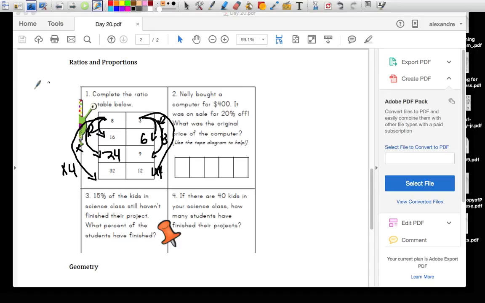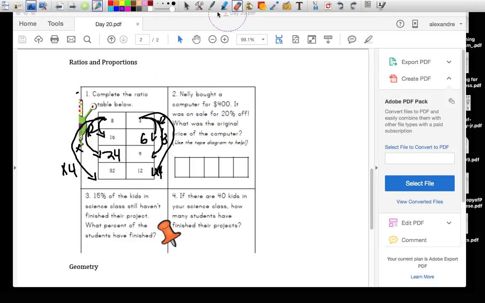Okay, think of it as fractions. Look, 8 over 32 equals 3 over 12. Okay, does it? Ignore what I just said. Take that out.